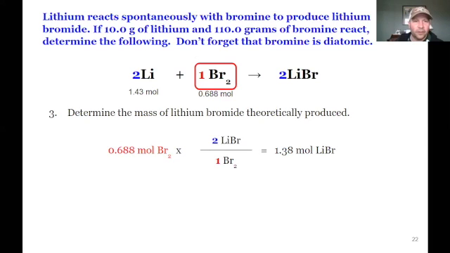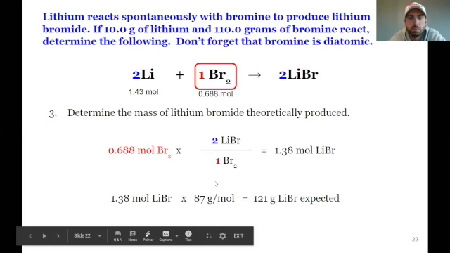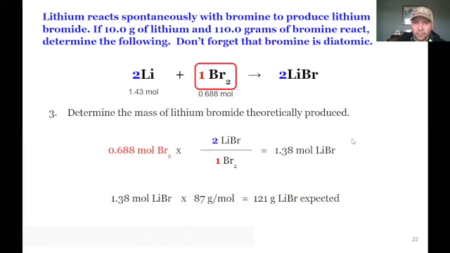But the problem is they say determine the mass of lithium bromide. And Mr. Wing, how do we get from moles to mass of lithium bromide? We need to multiply by the molar mass of lithium bromide. That's right. And lithium, remember, has a 7, and bromine has an 80, which gives us a molar mass of 87 grams per mole. So if we take these moles of lithium bromide, 1.38, and multiply it by 87, we will get the mass of lithium bromide that's expected.